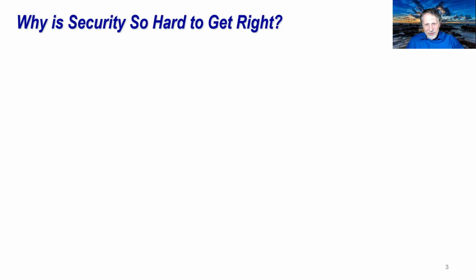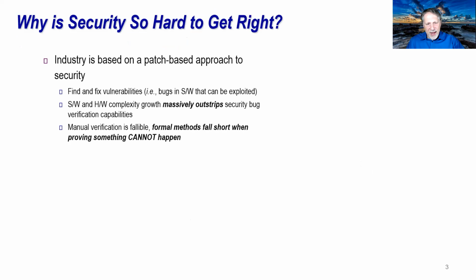So why is security so hard to get right? It seems like every day we hear about more and more security attacks, and they fix them, and then they still have to fix them again. It seems like a never-ending wheel of attacks and fixes, and it has to do with the challenge of fixing security the way we do it today, which is really a patch-based approach. We wait till our systems are attacked, we analyze how those attacks work, and then we find and fix those vulnerabilities. Often those vulnerabilities are in software, sometimes they're in hardware as well. The problem is the complexity of hardware and software really outstrips our ability to look for security vulnerabilities.